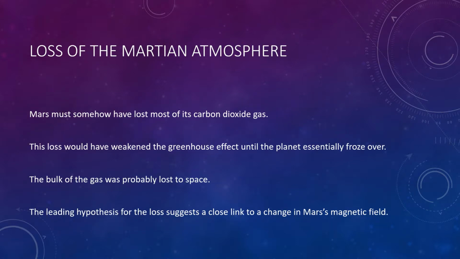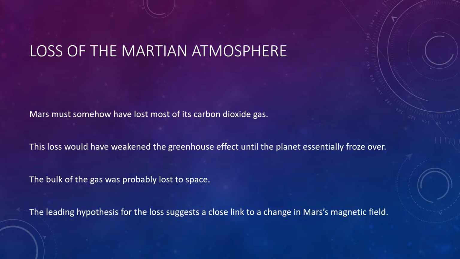The bigger question here is not whether Mars once had a denser atmosphere, though. It's what happened to it. Mars must have somehow lost most of its carbon dioxide gas. This loss would have weakened the greenhouse effect until the planet essentially froze over. Some of the carbon dioxide condensed and became part of the polar caps. Some may be chemically bound into carbonate rocks, which are rocks rich in carbon and oxygen, according to recent findings by Mars orbiters and rovers. But the bulk of the gas was probably lost to space.